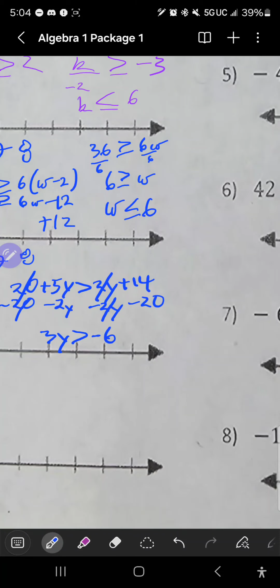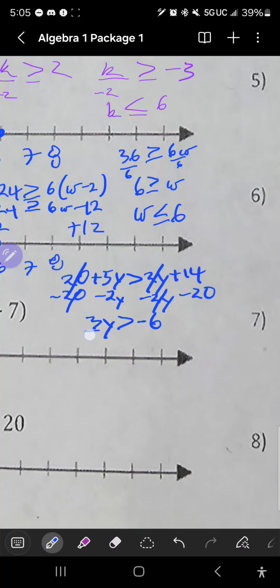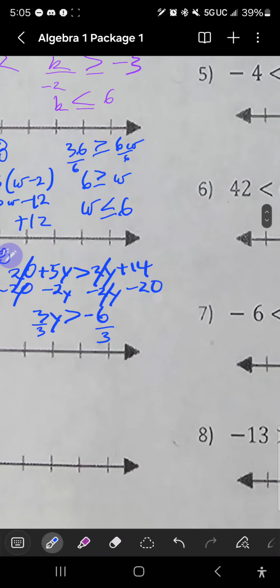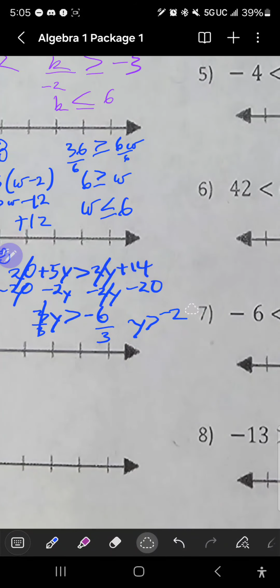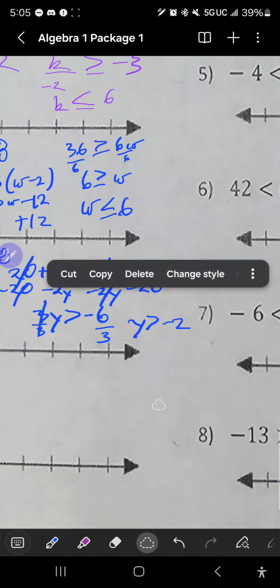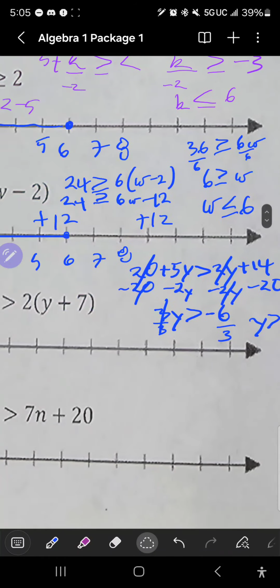Now we need to leave the y alone, so we divide both sides by 3, and we have y, because it cancels, is greater than negative 6 divided by 3, which is going to be negative 2. Why the negative sign? Because one integer is positive and the other is negative, and since the signs are different, our result needs to be negative.